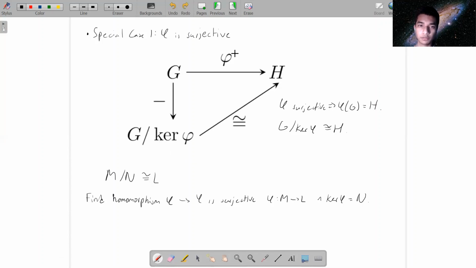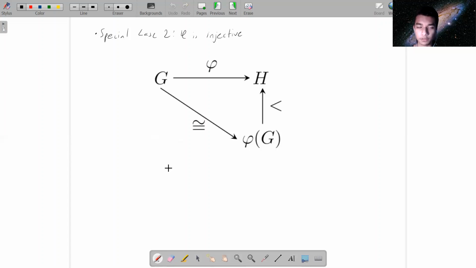Now, the second case, which is also notable, but I've not seen used as much, is what happens when phi is injective. When phi is injective, it's easy to see that the kernel of phi is trivial. It's simply the identity. Therefore, G mod kernel of phi, which is just G mod the identity, is isomorphic to G.